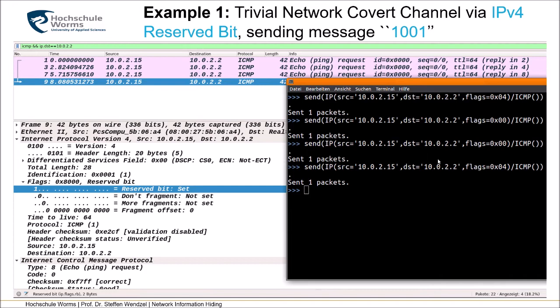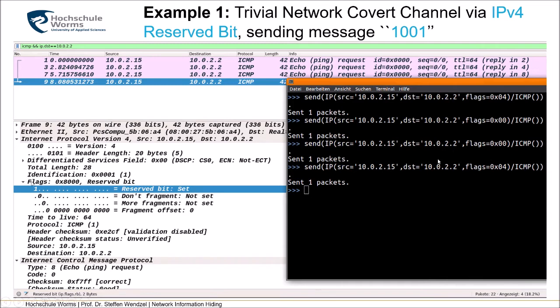Here's a simple example of a method. We see a trivial covert channel here that exploits the IP version 4 reserved bit in the IP header to send the message 1001. So the reserved bit, we see here some 4 packets that I sent using the Scapy tool, which is a Python-based tool where you can easily compile network packets. I assume you know what an IP packet and the source IP and so on is.